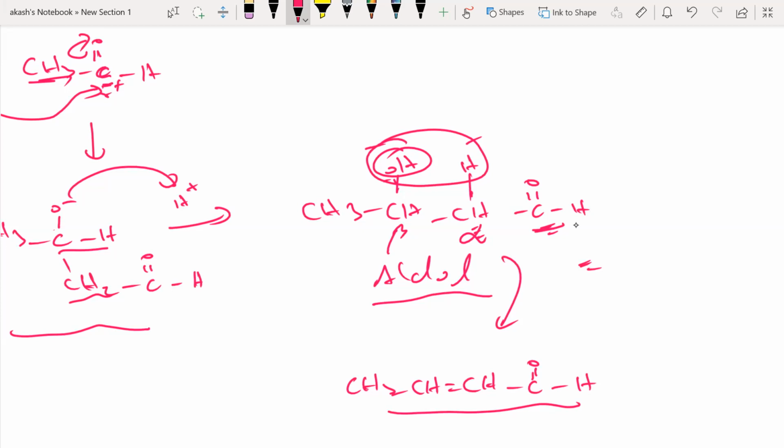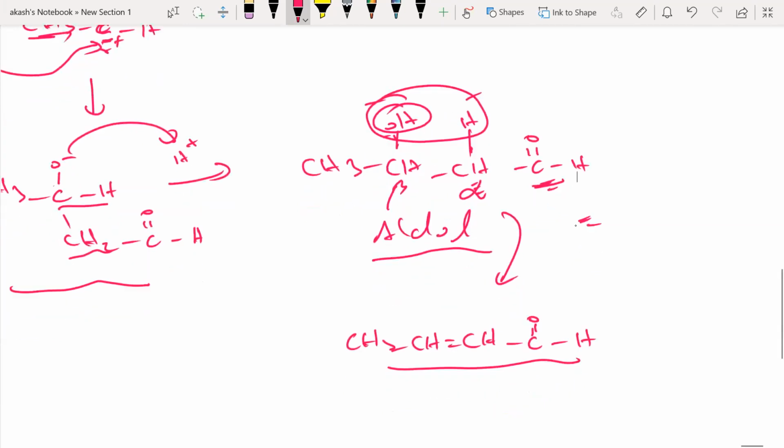Not only in this reaction, any reaction for that matter you take, this is the aldol, a beta hydroxy aldehyde or ketone will be the product. Now, what should be the final product?